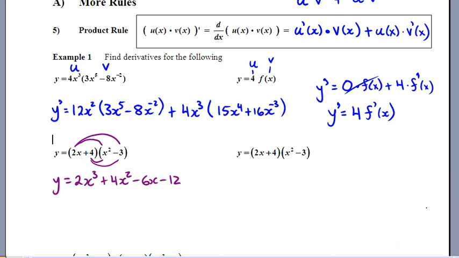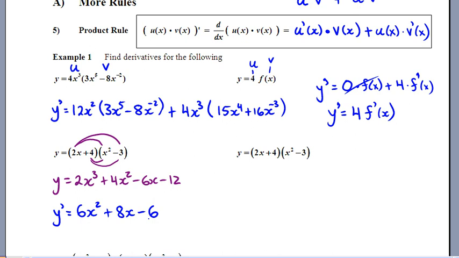Then we could do a derivative. What's the derivative of that? Going term by term, because it's all adding and subtracting now, this is quite nice. 6x squared plus 8x to the 1 minus just a 6 for that linear term. And the constant term, negative 12, the derivative is 0. So that's an answer. That's great.